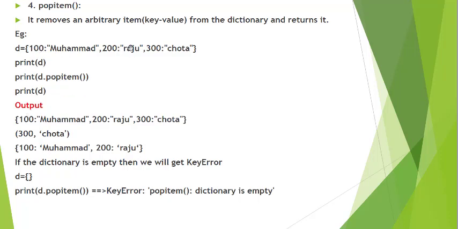Like we have the print. If we say print d, it will first give everything: 100 Muhammad, 200 Raju, 300 Chotu. But then you say print d.popitem, it gives the last item. The last item is 300 Chotu, so that will be given. And if you say print d now, that item will be deleted also. It's not only popped, it's deleted, and only two items will be left. Okay, and if the dictionary is empty, then it will give a KeyError. So here d.popitem gives a KeyError because there's nothing in it.